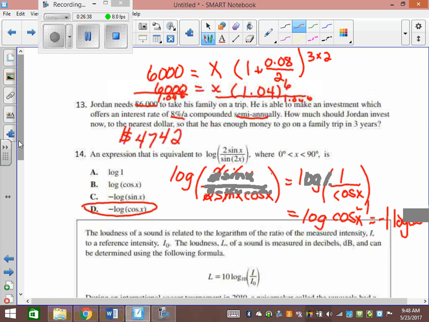Speed up, man. No, it's 1.04 to the 6. 1.04 to the 6. Oh, I see.